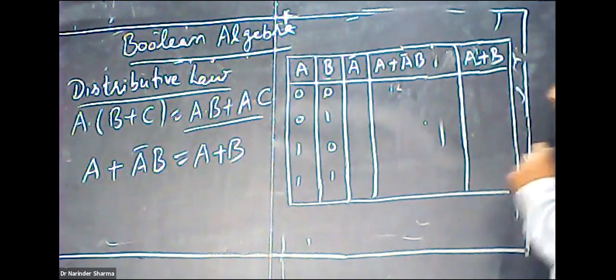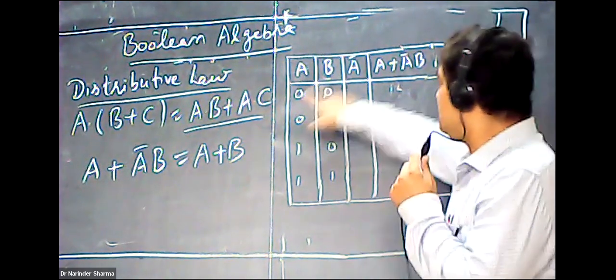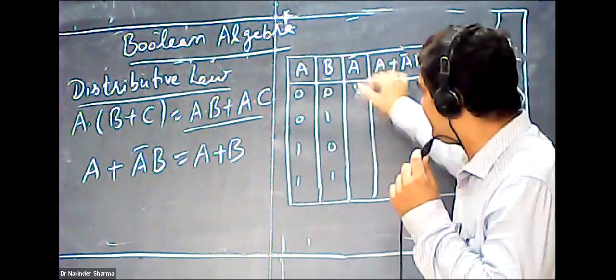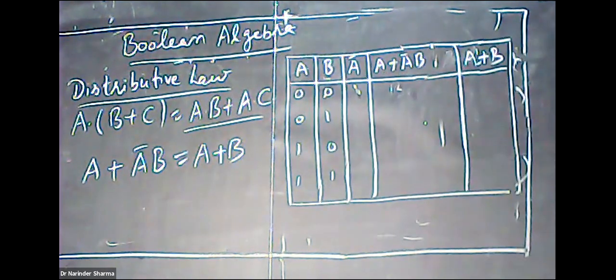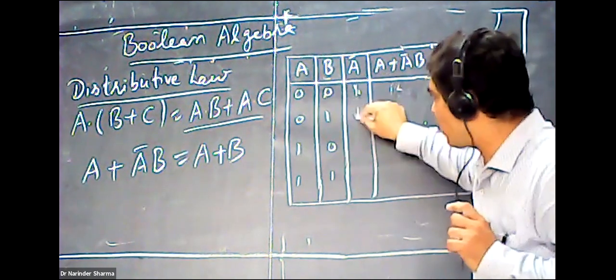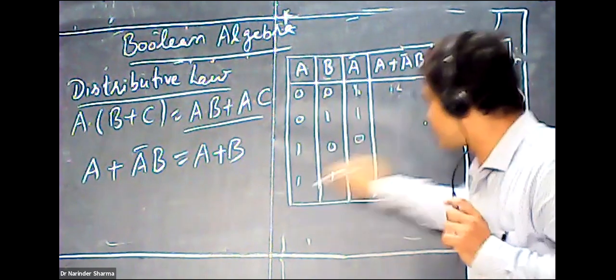Understand it very carefully. This is A bar. A bar means complement of this. This would be 1. This is 0, this would be 1. This is 0, this is 1. This is 1, it is 0. This is 1, it is 0.